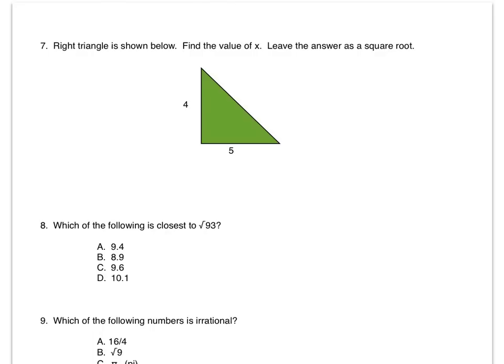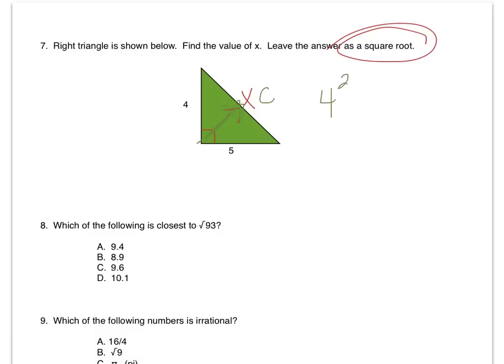This question is a straightforward right triangle shown below. So we know this is a right triangle. Find the value of x, which I didn't label, but it's right here. Leave the answer as a square root. So we're going to do the Pythagorean Theorem. I know that this is my c leg because it's across from the right angle.